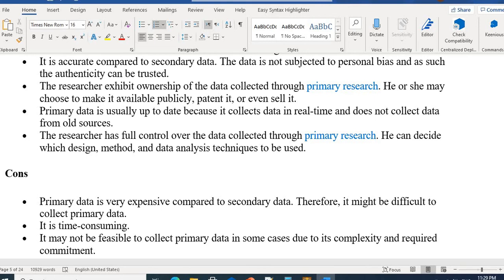Some cons: primary data is very expensive compared to secondary data. Therefore, it might be difficult to collect primary data. It is time consuming. It may not be feasible to collect primary data in some cases due to its complexity and required commitment.